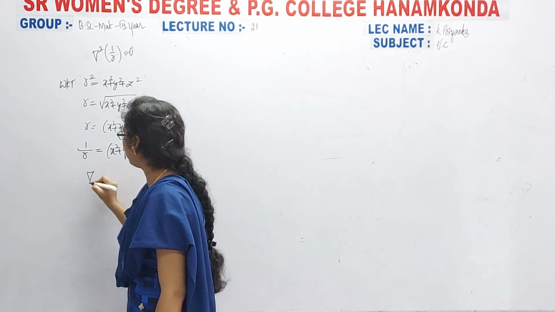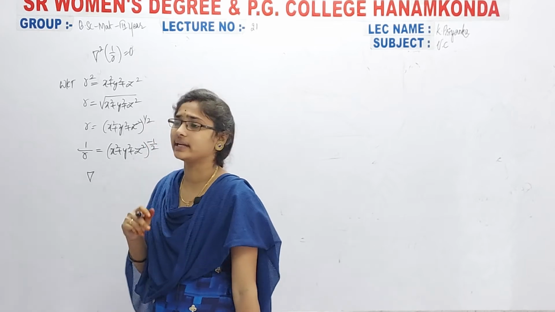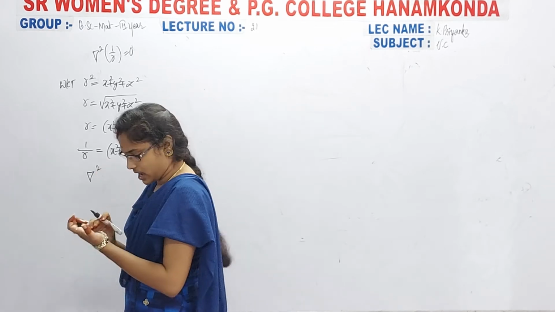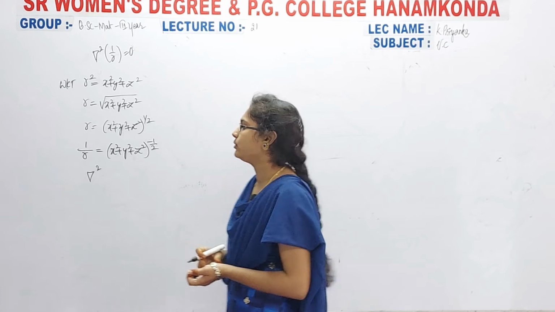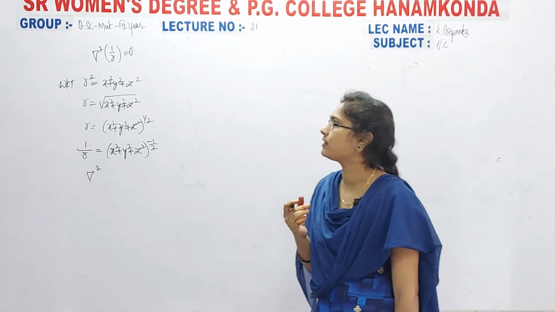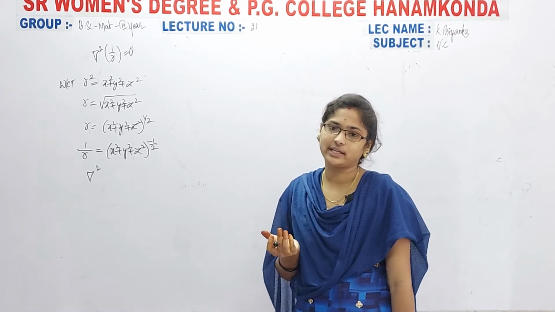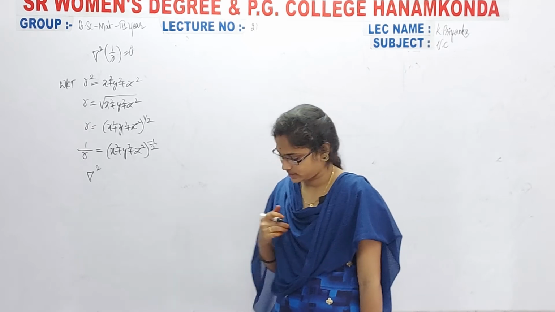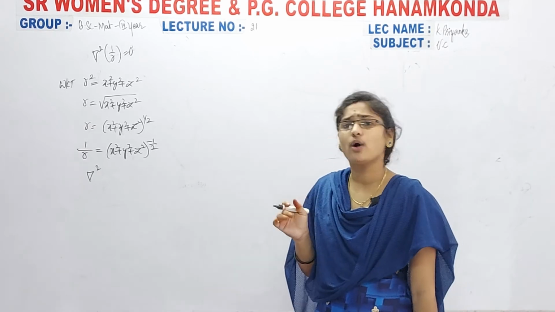Now I have to calculate grad square of 1 by r. For this, instead of calculating grad square directly, I am simply taking grad of grad.